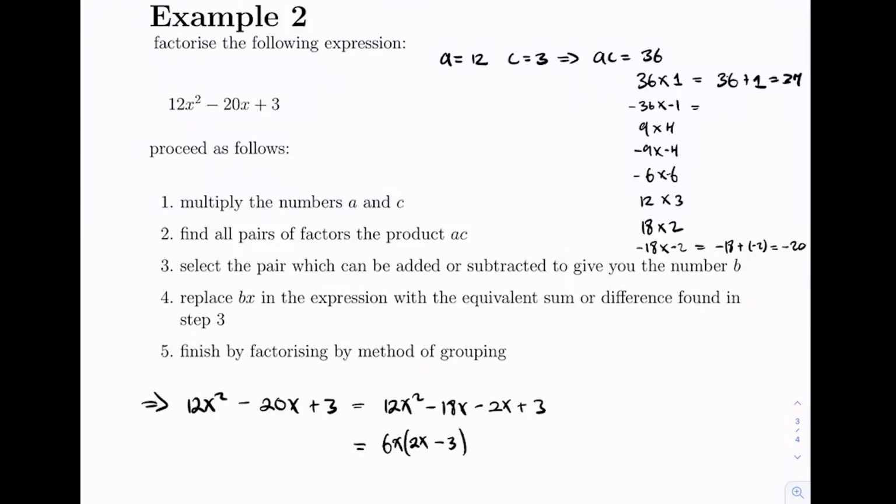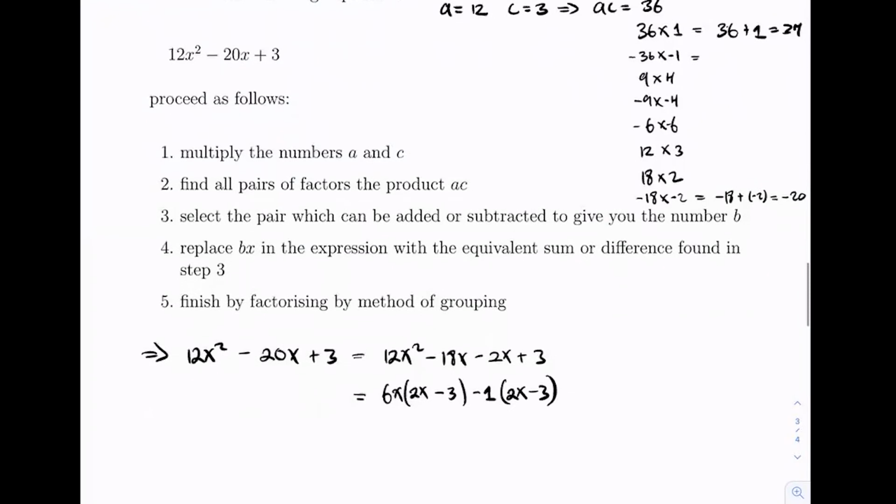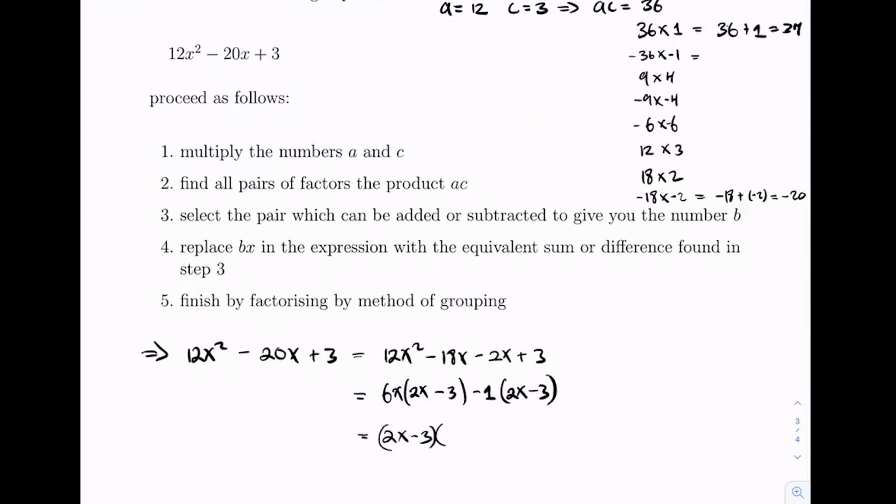In the second two terms, we realize that nothing is really common. And whenever nothing is common, you say that 1 is common. So here I take out negative 1. This gives me 2x minus 3. And now when I look at this expression, I realize that 2x minus 3 is common. So I take out 2x minus 3. And this leaves me with 6x minus 1 as the other factor.